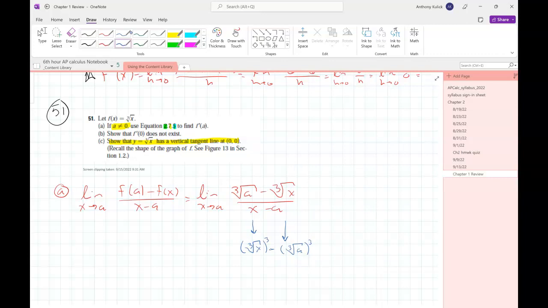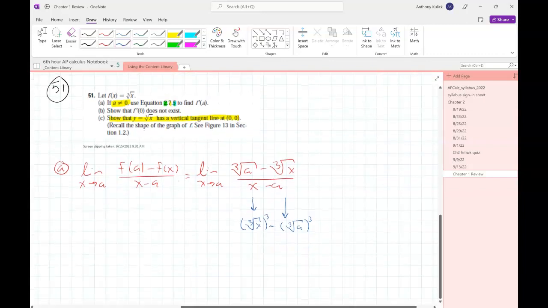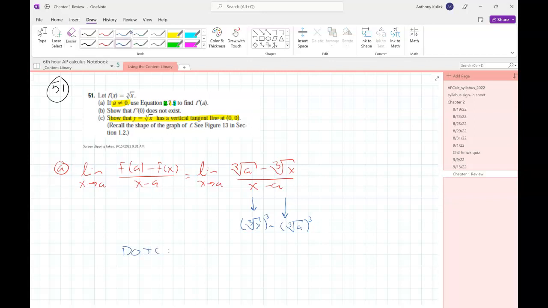Everybody's cool with that, I can do that, right? Why is this going to be helpful, Mr. Kulik? Well, do you remember the difference of two cubes factoring pattern? No. Sorry. That's okay. It's been a long time. So that's what I'm going to use there, the difference of two cubes factoring pattern.